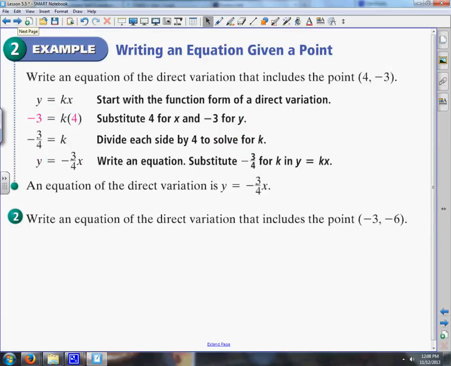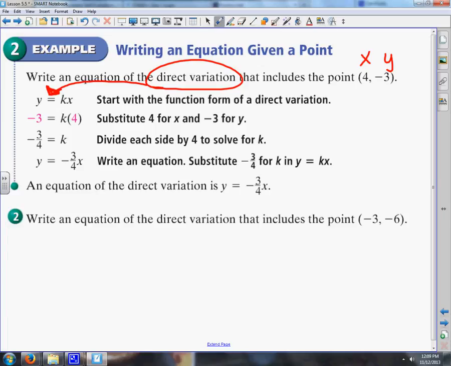All right, writing an equation given a point. It says write an equation of the direct variation that includes the point (4, negative 3). Here it tells us that it wants direct variation. So I'm going to start with this equation, y equals kx, which is what you wrote down at the beginning of this video. Now, here's my point. I have an x and a y.